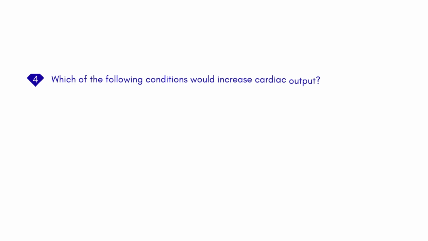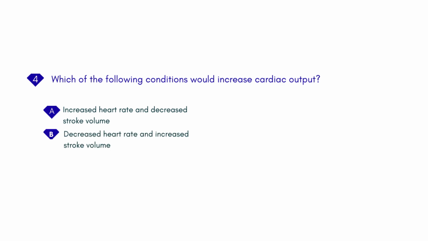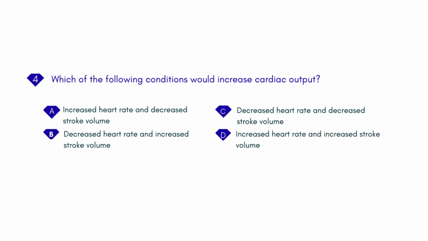Which of the following conditions would increase cardiac output? A. Increased heart rate and decreased stroke volume. B. Decreased heart rate and increased stroke volume. C. Decreased heart rate and decreased stroke volume. D. Increased heart rate and increased stroke volume. Answer D, increased heart rate and increased stroke volume.